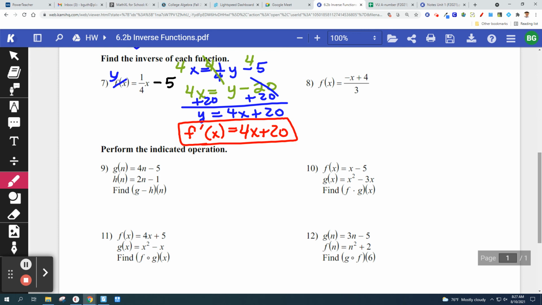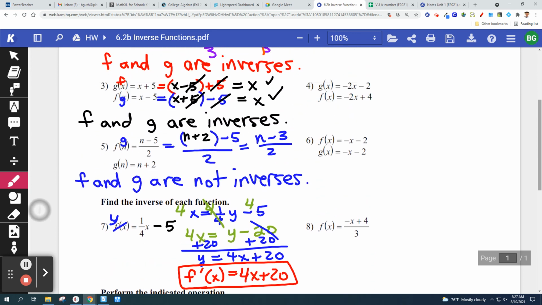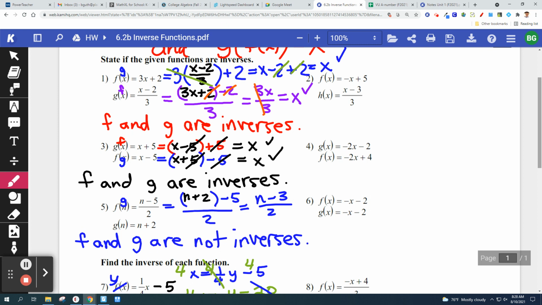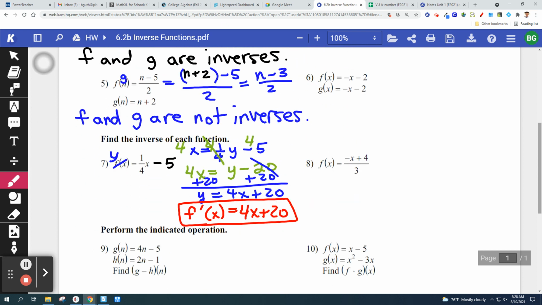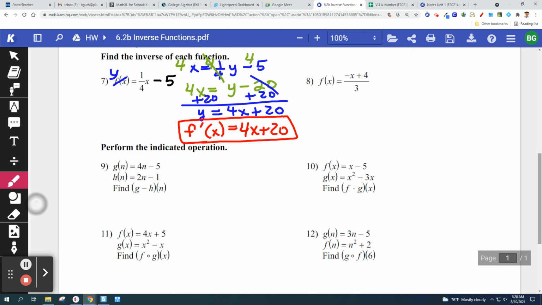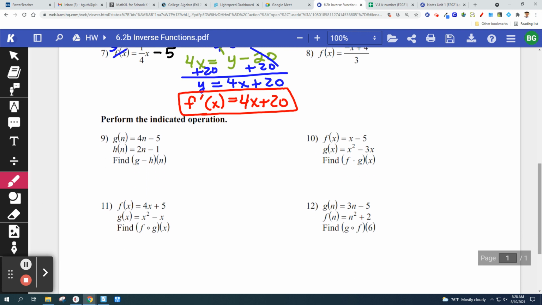But there you go. Now again, notice the difference between the two directions. Problem 1 said state if there are inverses. And then problem 7 said find the inverse. All right, now down at the bottom of the page, you've got some more review. You've got a quiz coming up Friday of this week. And so these are good review problems for the quiz. Your assignment is to finish this sheet.